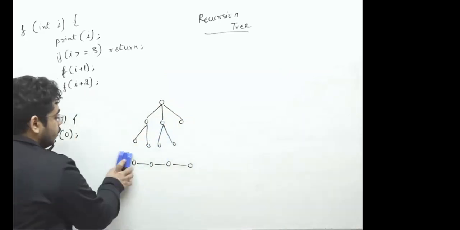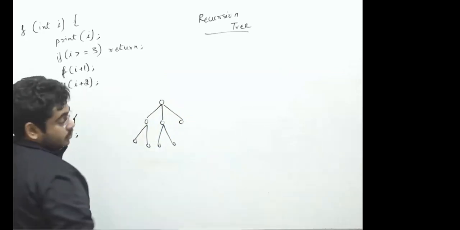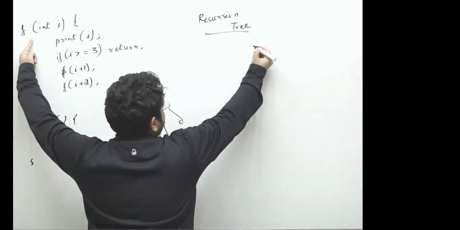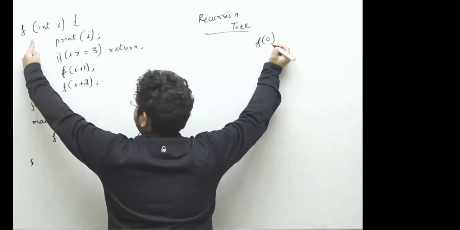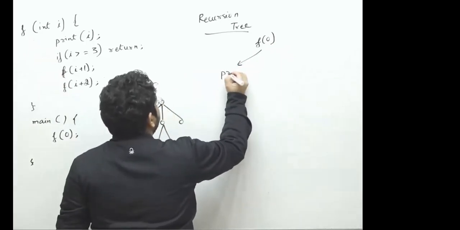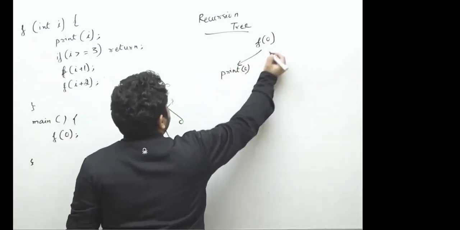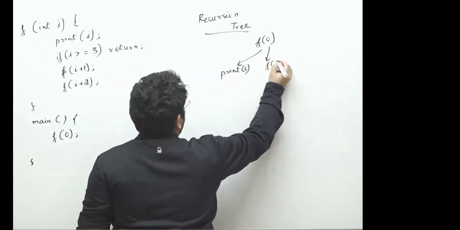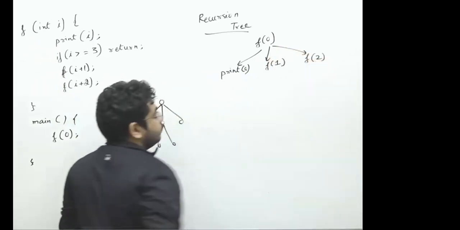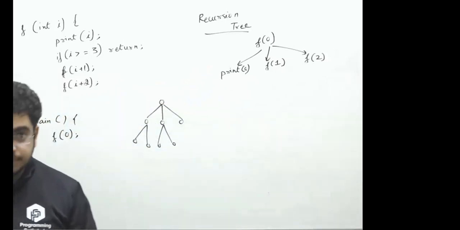So what you will do is you will say I called f of 0, which has three branches that it needs to do. It needs to print 0, then it needs to call f of 1, then it needs to call f of 2. Is that making sense?